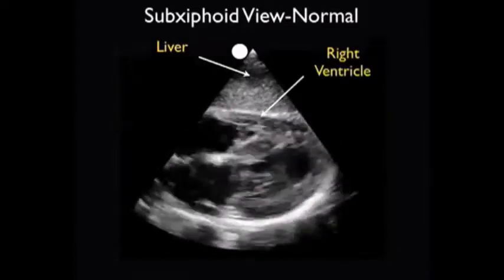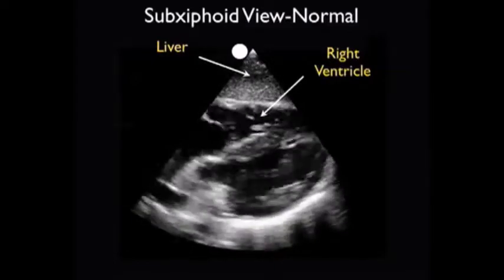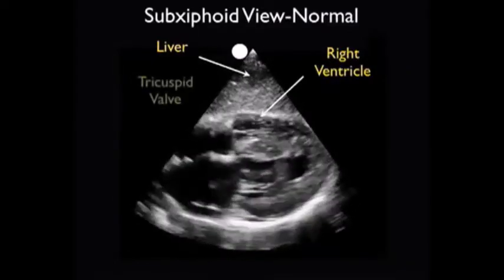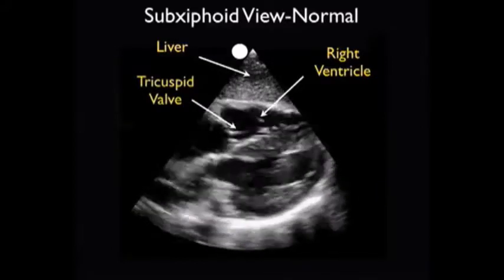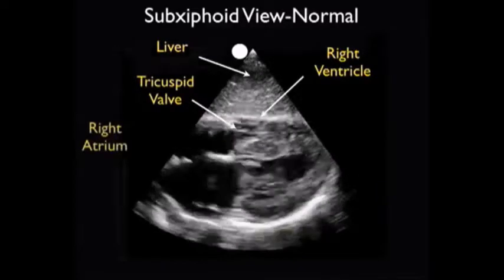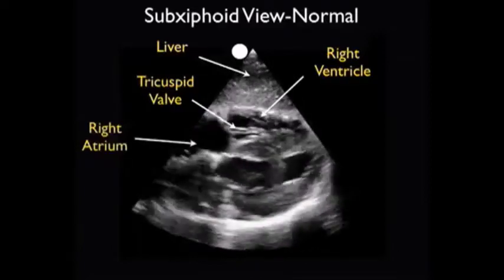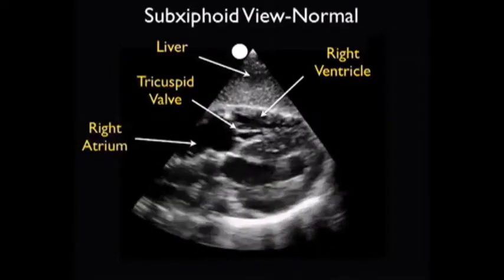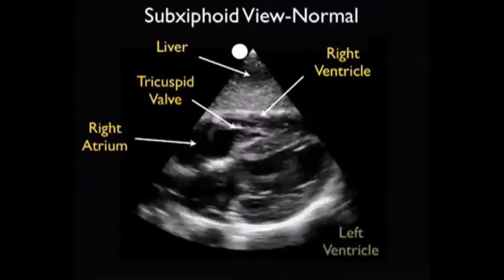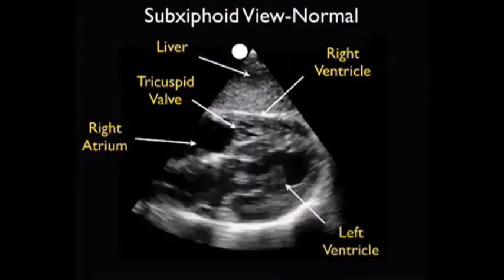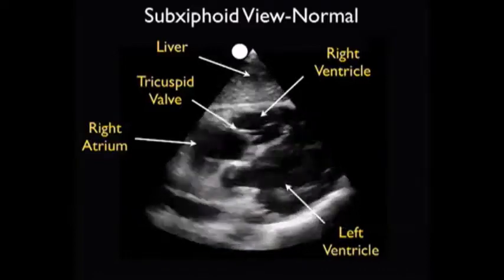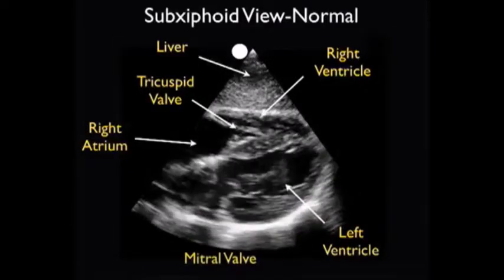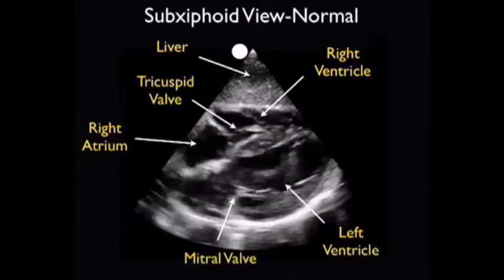As we remember, the liver is our acoustic window onto the heart from this plane, and so the liver will be seen anteriorly just to the top of the screen. Just below the liver, we appreciate here the right ventricle, and notice here, just to the left of the right ventricle, we can appreciate the right atrium. Notice the tricuspid valve flipping up and down in between the right atrium and the right ventricle. Now let's look posterior to the right ventricle and we appreciate the left ventricle. Notice again its more muscular and hypertrophic walls.